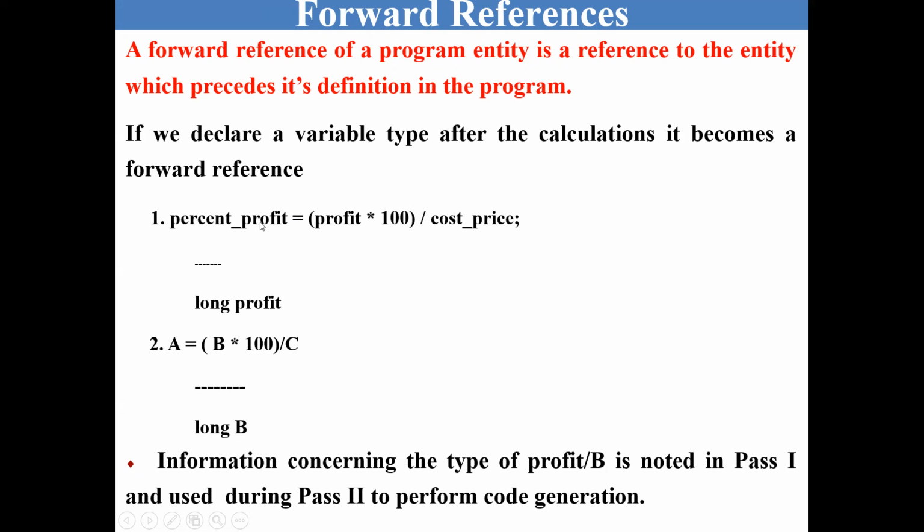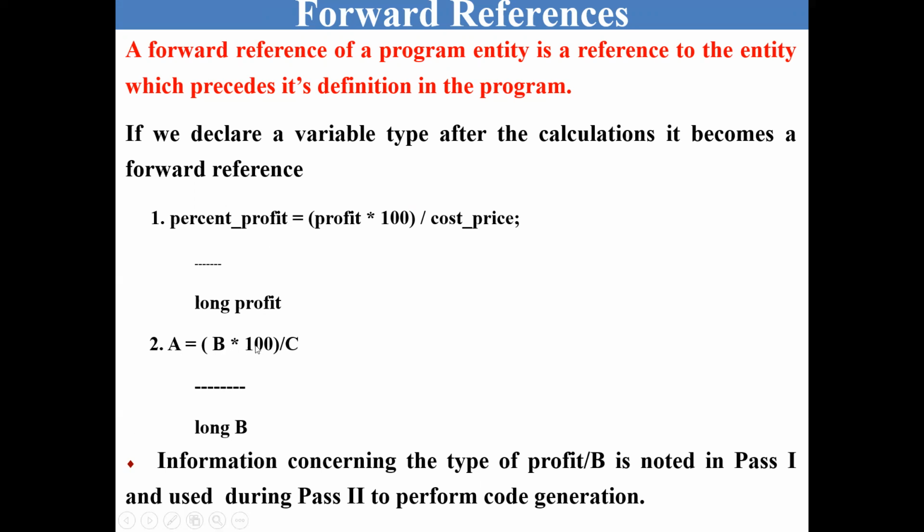We have seen this example: percent profit equal to profit into 100 divided by cost price. So you are using this in your program, and you are calculating the output for this one. But what happened? You don't know what should be the type of this profit. So the developer has declared the type of this profit at the end of the program, after the calculation, after using this mathematical equation. Right? And it is called a forward reference.